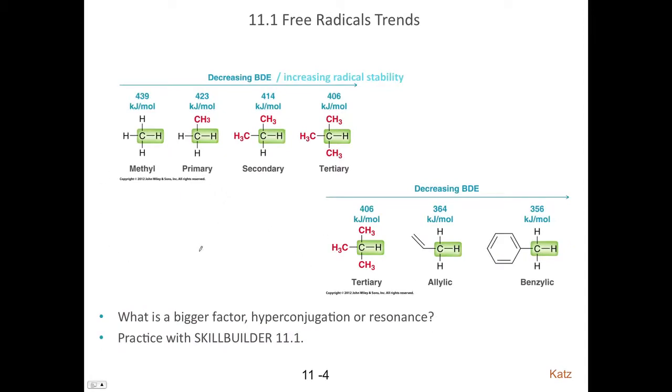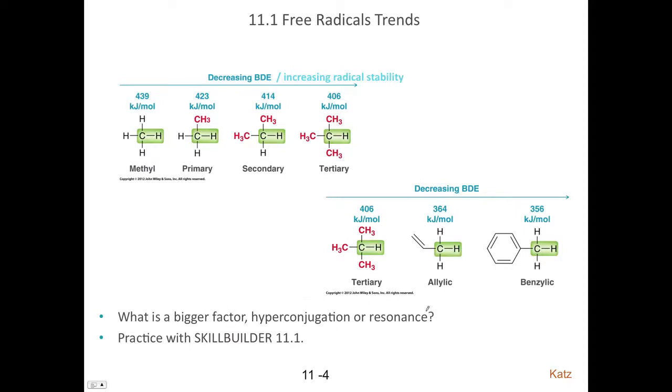Let's see this. All right. So decreasing bond dissociation energy: methyl, primary, secondary, tertiary. Okay. And so this goes from here to here, and this is the most easily formed radical, right? And then you can go even further down, right? Look at this. So here's tertiary from here to here. And look, allylic and benzylic, okay? And so what's a bigger factor here?